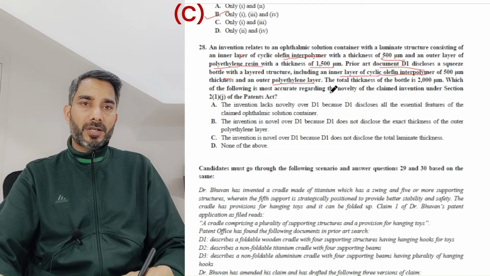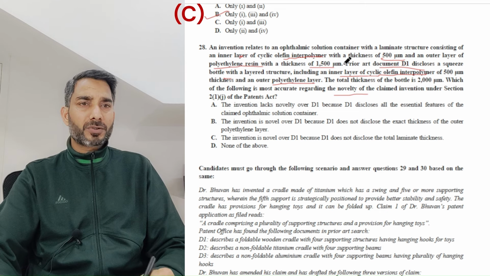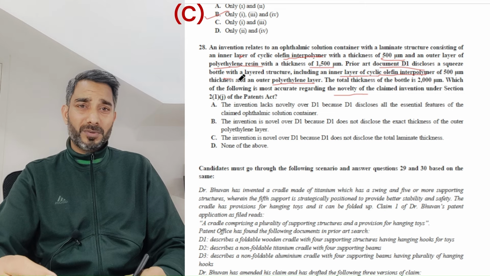Which of the following is more accurate regarding the novelty of the claimed invention? It's not novel because D1 actually discloses all the inner and outer layers and the overall thickness also. I don't know.